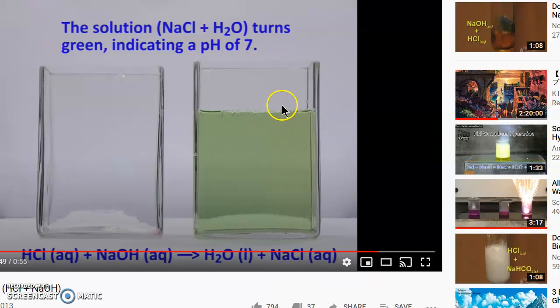But what I want you to get from this lesson is that if you mix an acid and a base in equal amounts, you're going to end up with a neutral solution because you've created water.